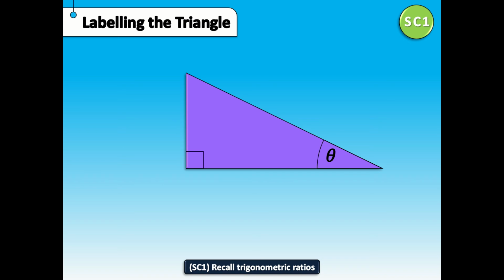So in trigonometry, you'll be asked to find a side or an angle given some information. If you're asked to find a side, you'll always be given one of the angles in the triangle, and the other angle will be a right angle. Opposite the right angle is the side known as the hypotenuse.